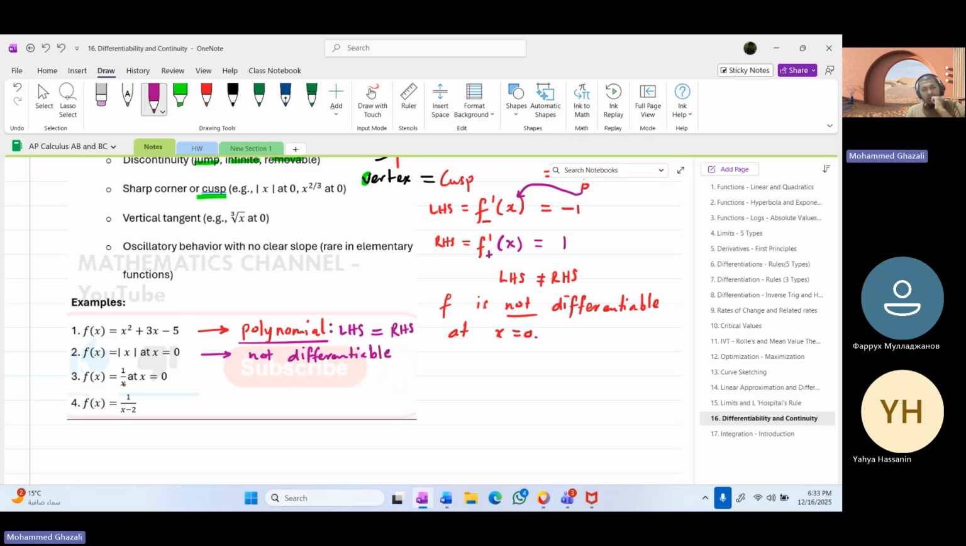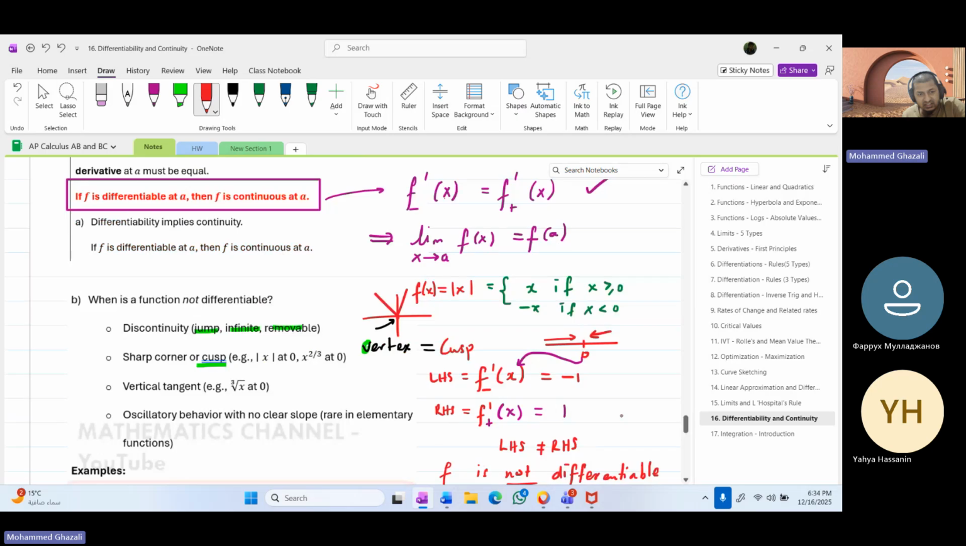f of x is equal to 1 over x, not differentiable at x is equal to 0. Why is it not differentiable at x is equal to 0? Because we have an asymptote there, undefined. Remember when it is not differentiable? When there are discontinuities: jump, infinite, removable.